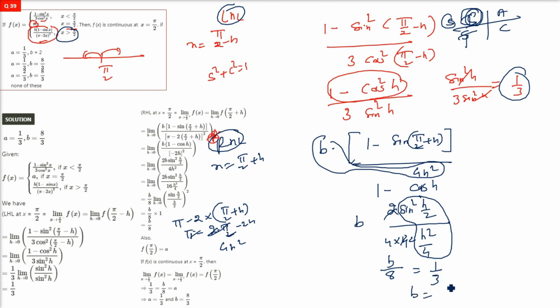And the earlier one, as I told you, remember, a was 1 by 3. So you have a as 1 by 3 and b by 8, so a is 1 by 3, b is 8 by 3. This is your answer, second one.